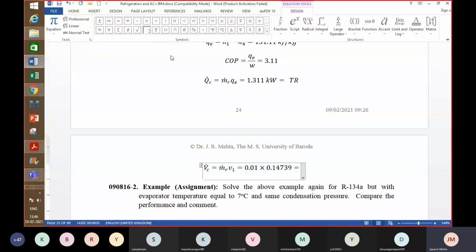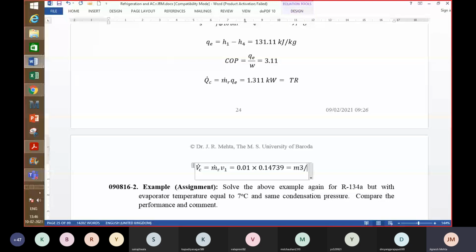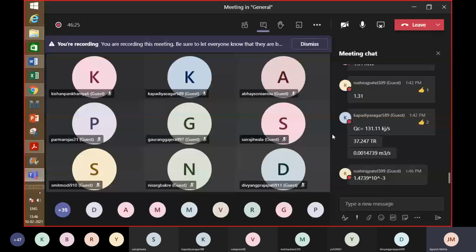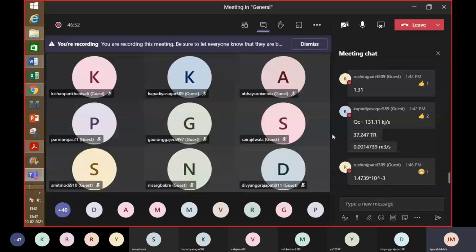Okay. So 0.0014739 meter cube per second. Okay. Because meter cube is too big a unit, you may write it in centimeter cube per second or cc per second, right? So you can multiply this number by 10 raised to 6 to get it in cc per second or centimeter cube per second. So it's 1473.9 centimeter cube per second. Okay.